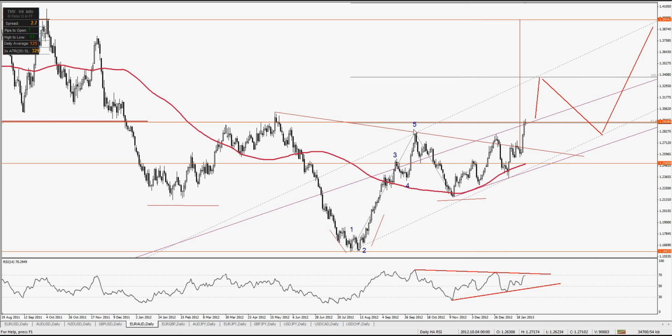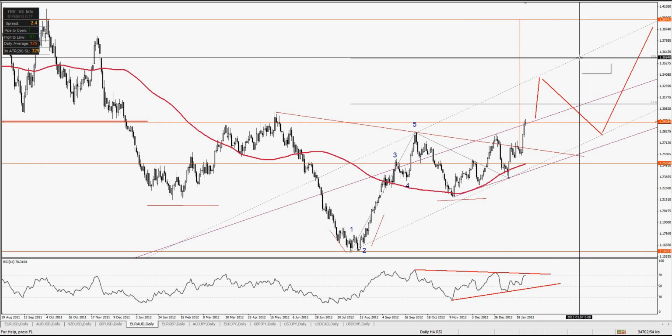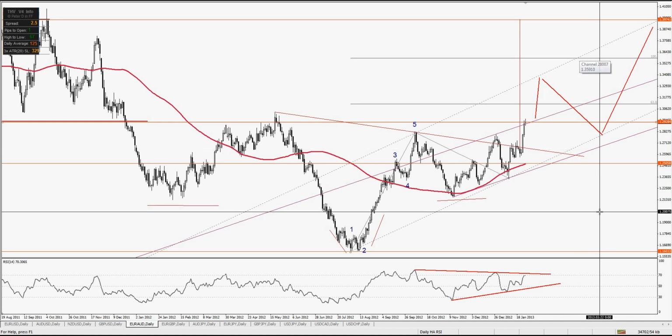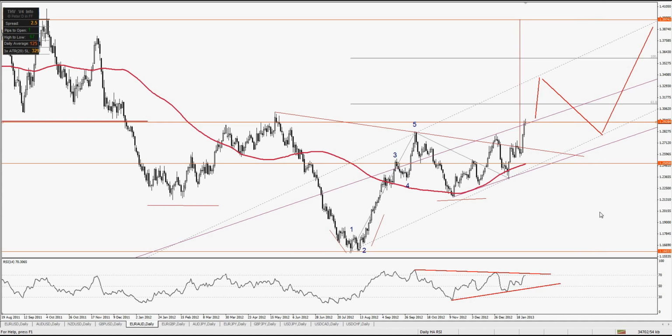We could have an A, B could have ended here with an irregular flat, and then followed by a 1, 2, 1, 2, and it's working on a 3. Two equal legs up, if the B ended here, comes in around 35.84, so that could potentially be the first target.